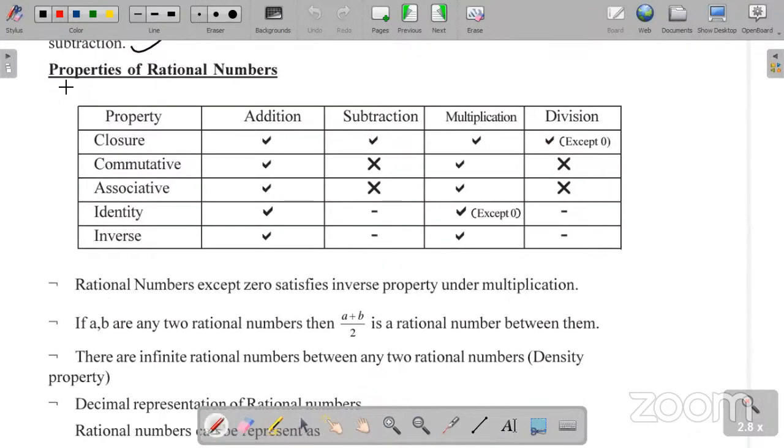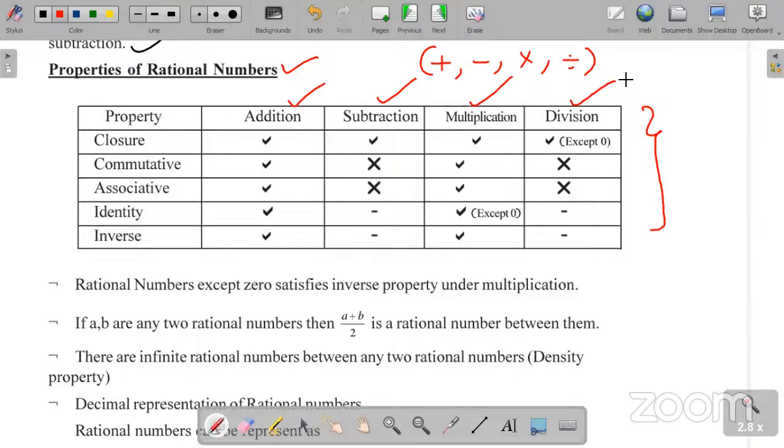See, properties of the rational numbers are very, very important. In a table, we can discuss all the properties: addition properties, subtraction properties, multiplication properties, division properties. Generally, addition, subtraction, multiplication, division are called the four fundamental operations. So it is called an operation, and there are symbols for the operators.